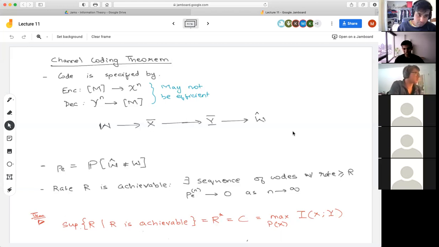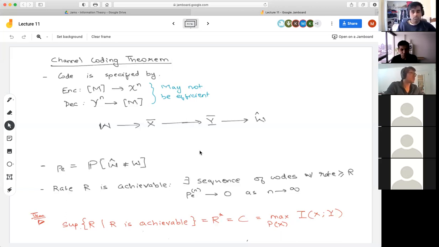So for a rate which is C minus epsilon, we can have a sequence of codes with rate at least C minus epsilon and the error probability going to 0. That's the notion of what it means to achieve a rate, or the fact that the channel capacity is achievable. And this is just to recap what we are doing in some sense.